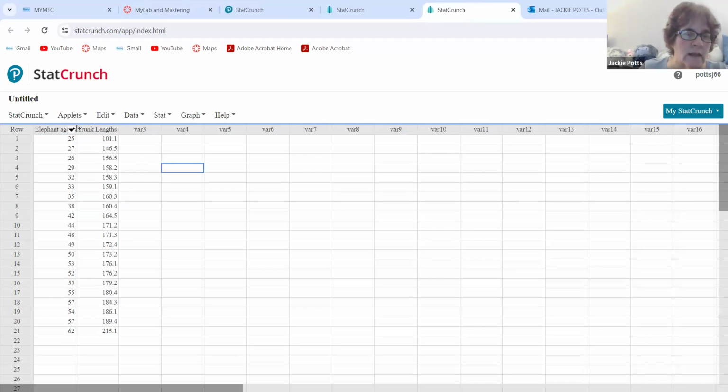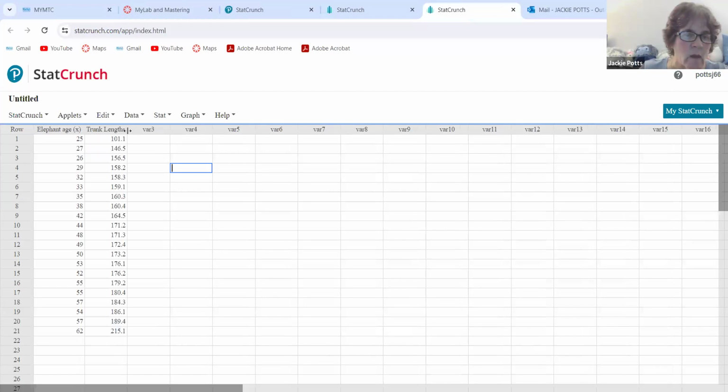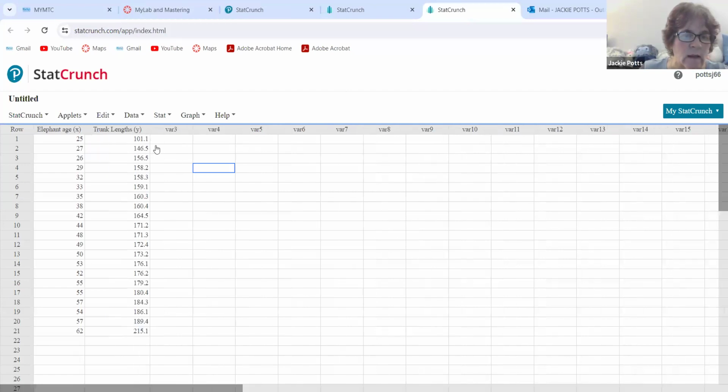Now, I was nice because I widened this out a little bit. I'm telling you which one's the X and which one's the Y. The X values are your explanatory variables, your Y values are your response variables. That we take the X to predict the Y. This is going to be important in 4.2. So how do I do it?